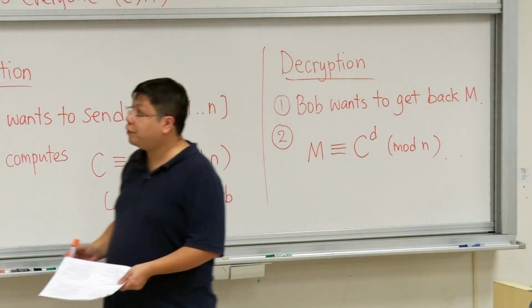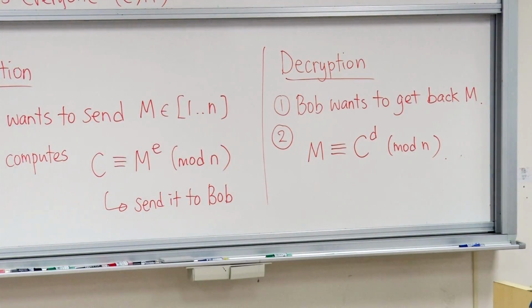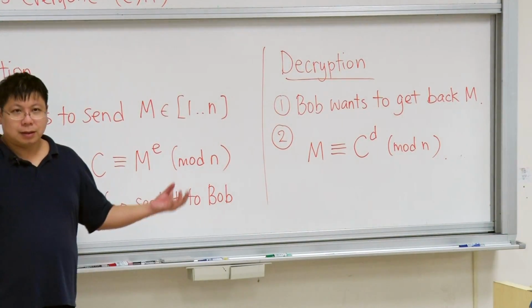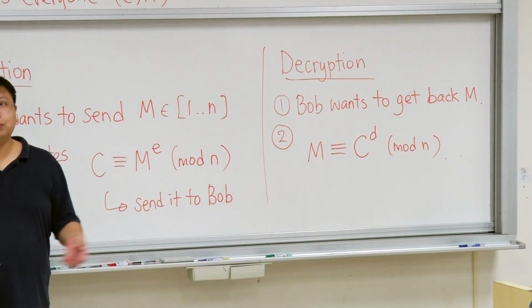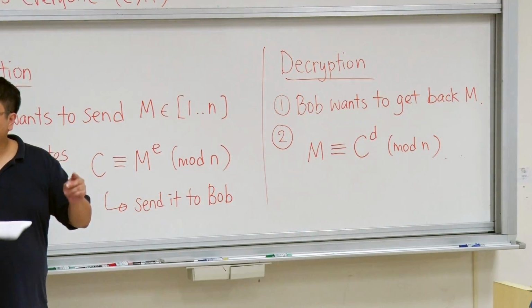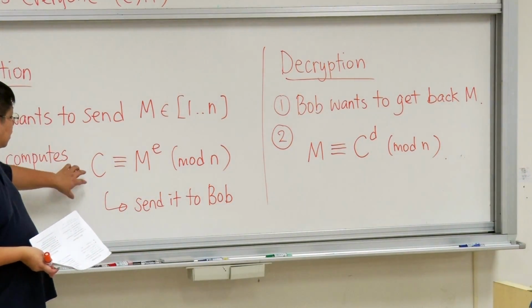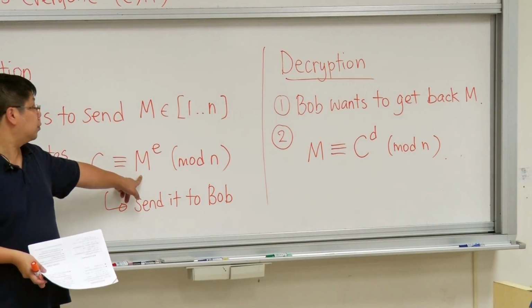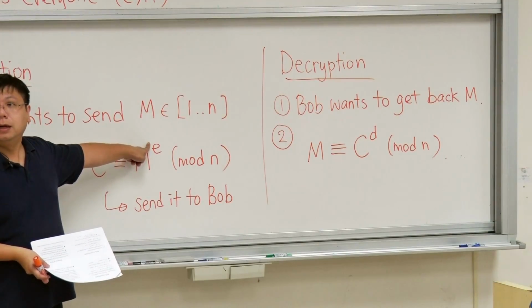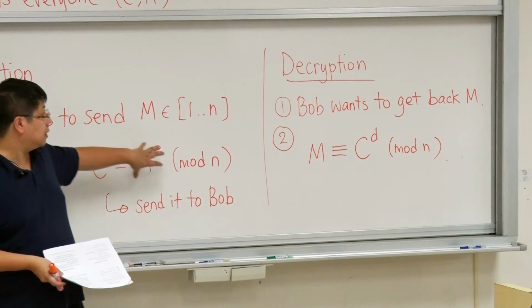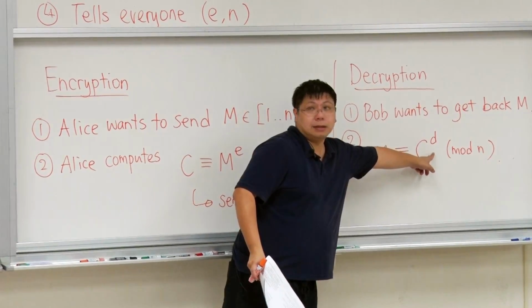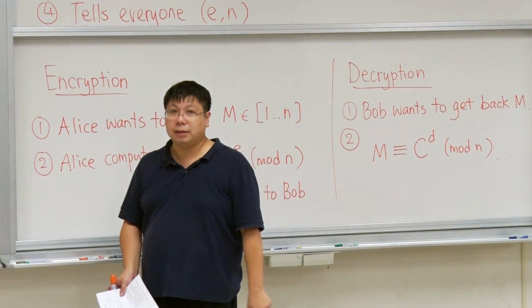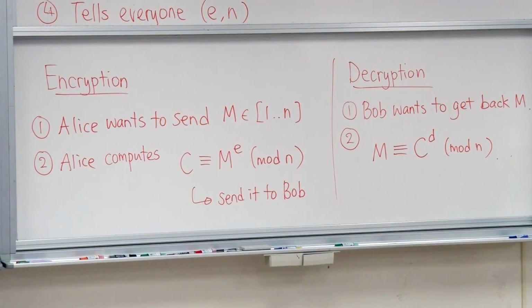And then we need to prove why this works. What do we need to prove? We assume that it is secure, but we still need to prove that it is correct. Correct means that if a message M is raised to the power E, and then this whole thing is further raised to the power D, then we can get back M. We need to prove this, and if it is correct, then it's done.